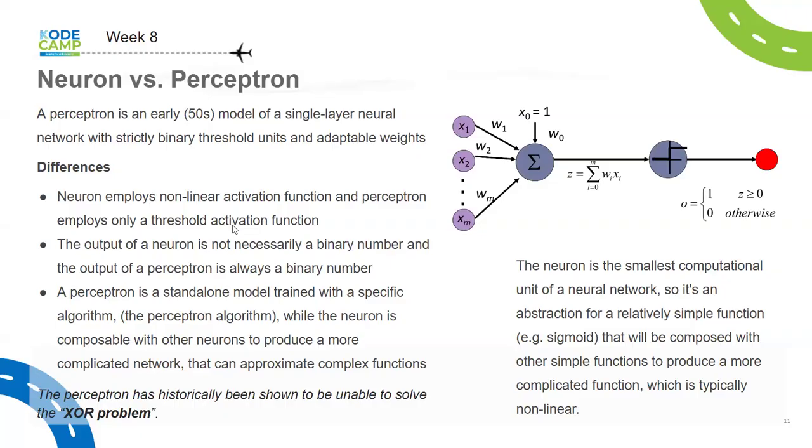But unfortunately, in the real world, that binary idea wasn't very helpful in solving a lot of problems. So we'll talk about that later on. So we had strictly binary threshold units and adaptable weights. Well, the weights could be adapted to any number, right? But the inputs could only be binary, 0 or 1, and the output could only be binary.